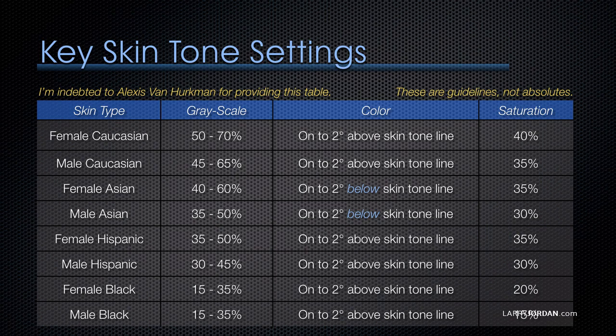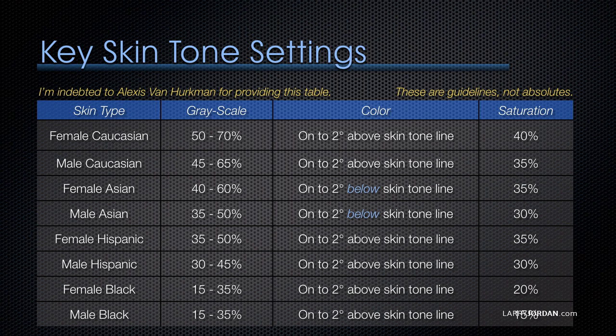Remember I mentioned that I would give you a table of skin tone values? Well, Alexis van Hurkman, in his book, The Encyclopedia of Color, put together this extremely useful table that allows us to rough in values for different ethnic types. Female Caucasian tends to be between 50 and 70% in grayscale, up to 2 degrees above the skin tone line and about 40% saturation. Now, I am not saying that all women are always these settings.